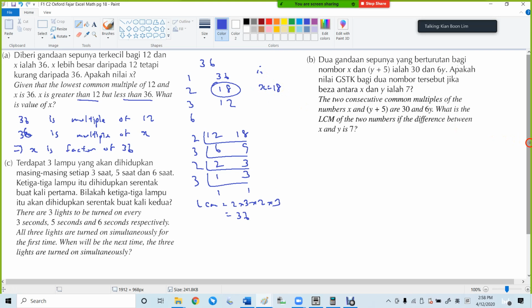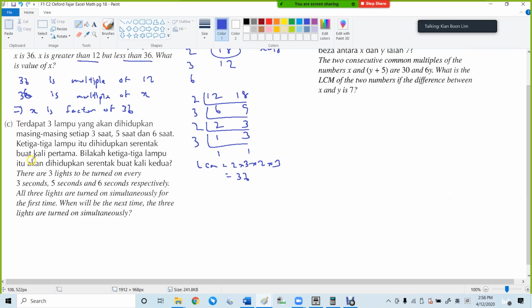Okay, so we discuss question C first. There are three lights that turn on every 3 seconds, 5 seconds, and 6 seconds. They turn on simultaneously, that is, turn on at the same time. Okay, for the first time, when will be the next time, the second time, the three lights are turned on simultaneously?